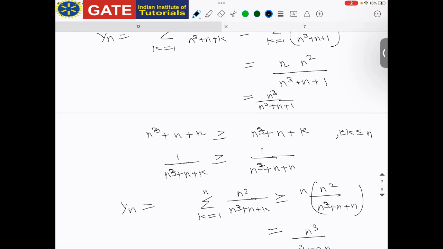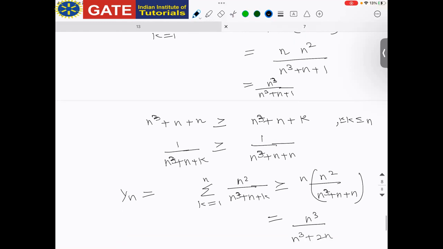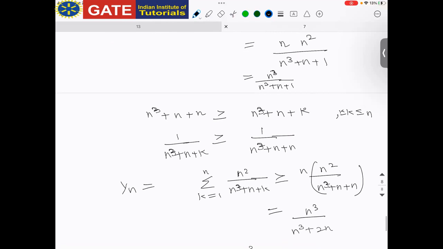Yeah, n into n square. So this n comes from the summation itself, right? This n comes from the summation, because each term inside the summation is independent of n when you take the inequality. That means it is independent of k, in fact.